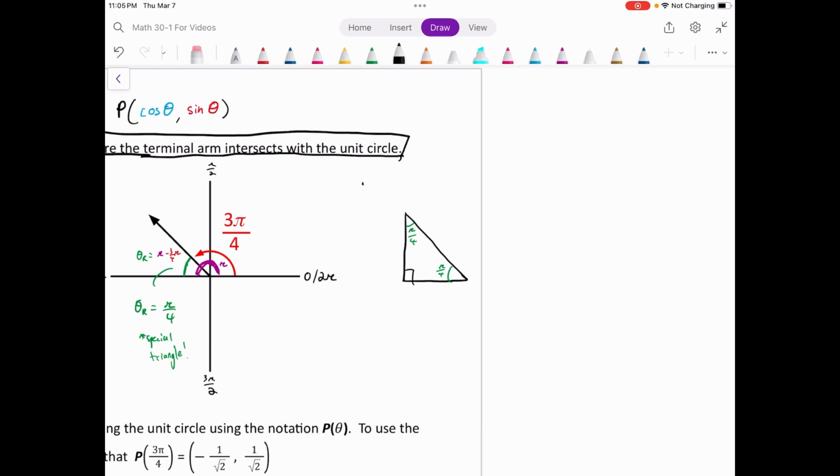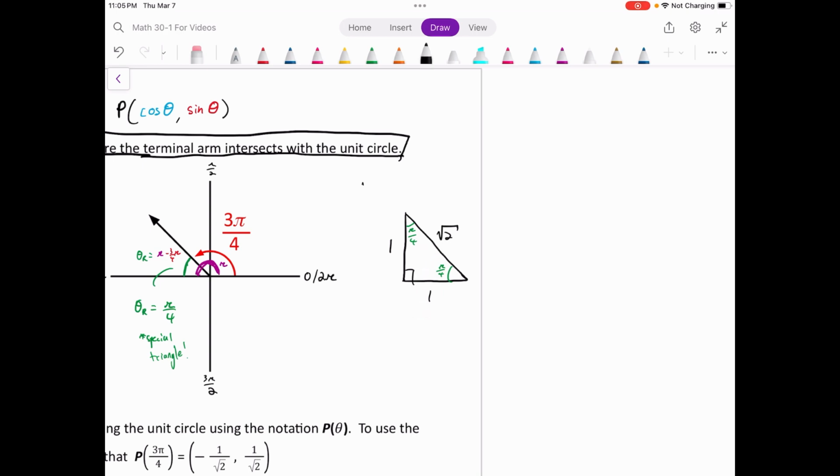That's why the ratios are all the same. So 1 and 1. And then what's this side? Root 2. You could just remember that, and you probably will eventually once you've done enough practice, because you'll use these so much. But if you ever forget, 1 squared plus 1 squared is 2, and the square root of that is root 2, using the Pythagorean theorem.